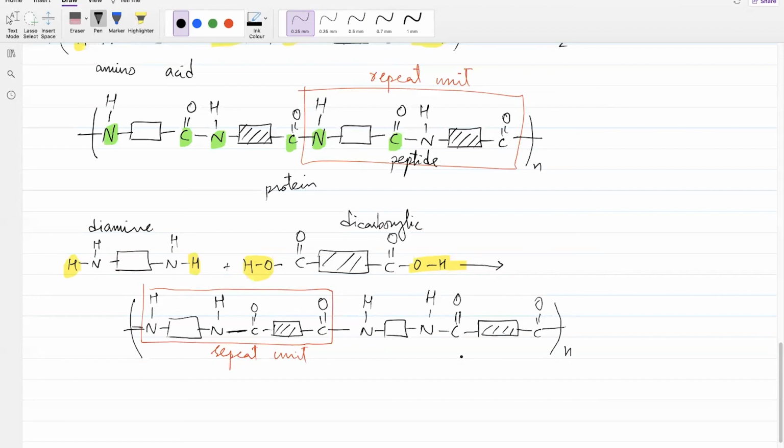Remember कि आपने repeat unit पहली दफा बना के उसकी copies बनानी है. ठीक है. So remember कि repeat unit में अगर N से start होके C पे end हो रहा है तो आपने भी N से start होके C पे end करना है.